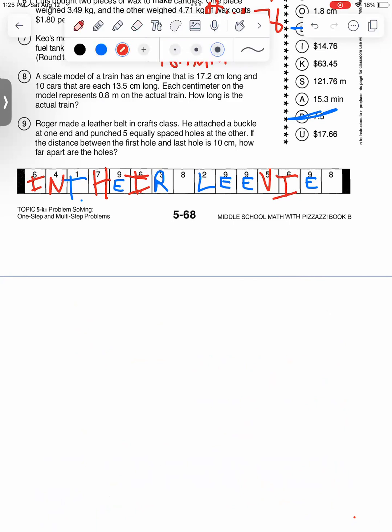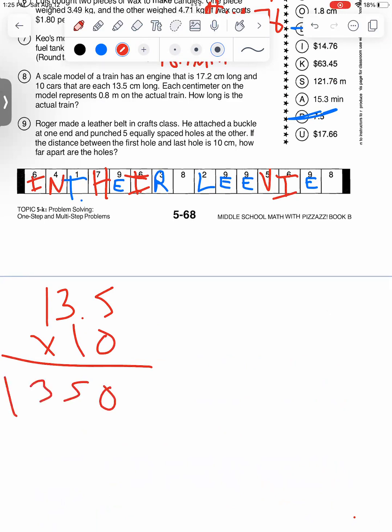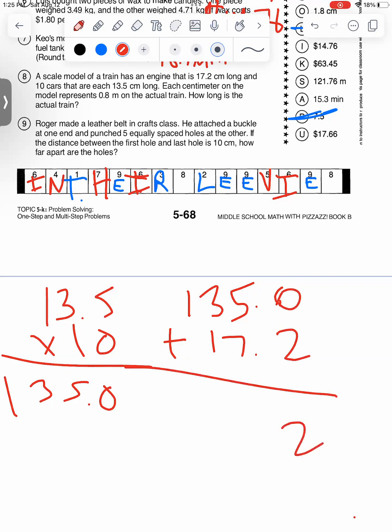All right, so each of the cars are 13.5 centimeters long. So there's 10 of them. So when you multiply by 10, you basically just move the decimal to the right one time. All right, so that's going to be 135. So the cars make 135 centimeters, plus the engine is 17.2. Okay, so then that gives us, bring the decimal straight down, 152.2 is going to be the length of the train.